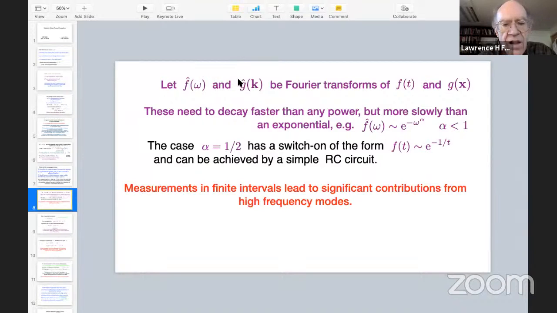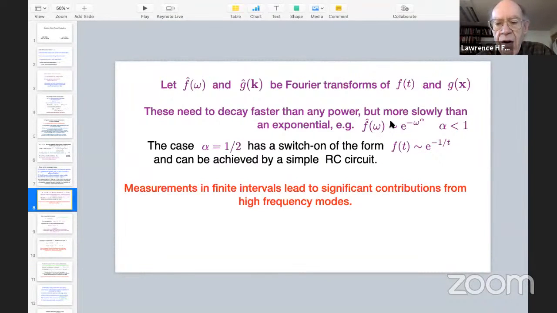Okay, so let's now look a little bit more at functions. So imagine that f is a compactly supported function of time and g a function of space, which means zero outside of a finite interval. Let's look at the temporal Fourier transform of f of t and the spatial Fourier transform of g of x. Because these are compactly supported functions, and we also want them to be infinitely differentiable, C infinity functions, they need to decay faster than any power of the magnitude of their argument. But most importantly, they need to decay more slowly than an exponential.